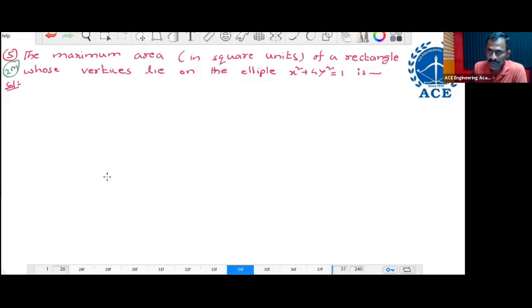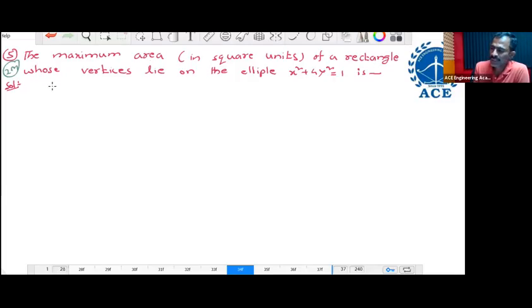Just like in the previous problem, maximum value of the determinant, here maximum value of area. Maximum value of the function. In place of function, what do you have here? Area. Area is our function. In the previous problem, the determinant was in place of the function. But here, area is our function. Area of which object? Rectangle only.